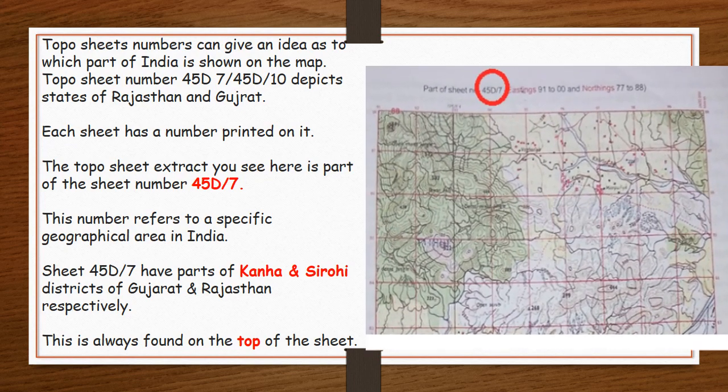So whenever it is asked in the exam to write down the topo sheet number which is shown in the question paper, you always have to find it on the top of the sheet. This number refers to a specific geographical area of the country. So sheet 45D7 has parts of Banaskantha and Sirohi. These are districts of Gujarat and Rajasthan respectively.